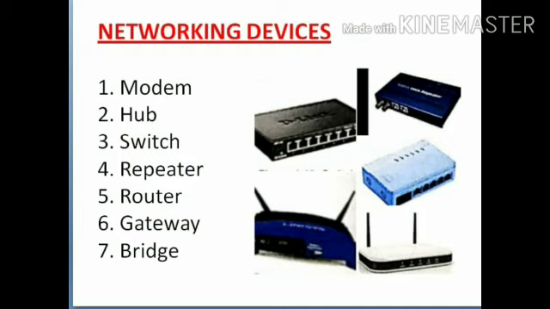Repeater. A repeater is an electronic device used to regenerate the signals because signals sometimes tend to distort when transmitted over longer distances. Next is router. It is a communication device that is used to connect two different networks.